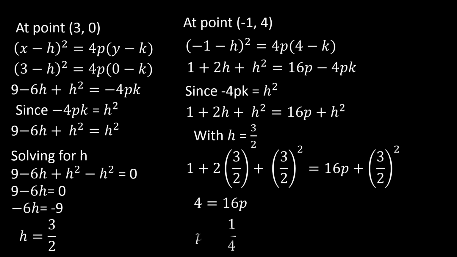Then solving for p, we have 4 is equal to 16p. Dividing both sides by 16, p now is equal to 1/4. Next, the remaining quantity that we're going to identify is the value of k.